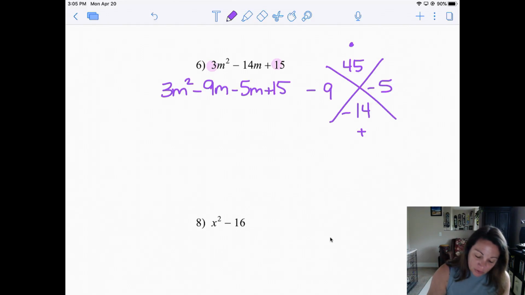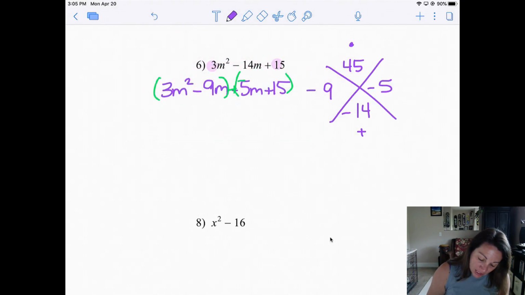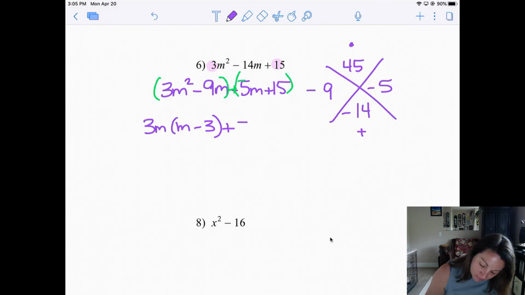So now I group the first two and I group the last two, and I look for a GCF between them. The GCF in the first pair of parentheses is 3m. It leaves me with m minus 3. In the next set, because that negative 5m, that first term in the parentheses, is negative, I'm going to take out a negative 5, which gives me inside my parentheses a positive m and a negative 3.